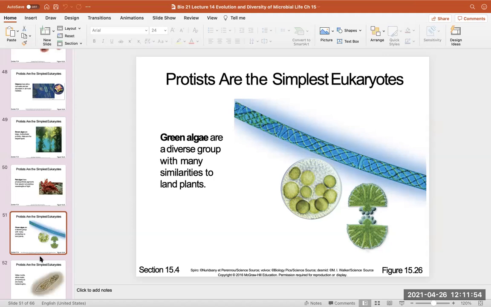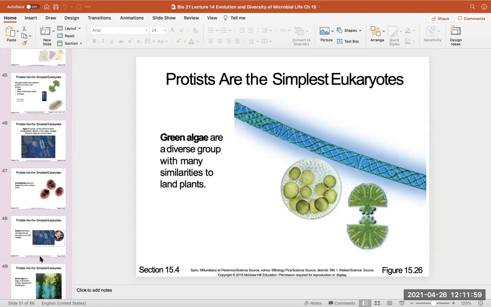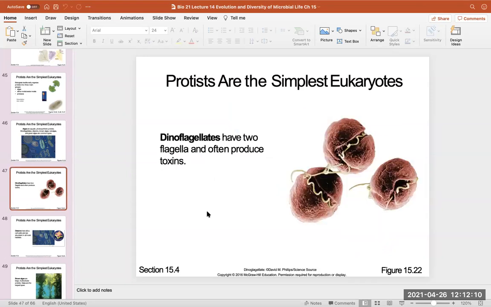Okay, and then there are two more that do photosynthesis, diatoms and dinoflagellates. Tell me why dinoflagellates are called dinoflagellates. They have two flagella, two tails. These are the ones responsible for red tide. They produce toxins that can kill lots of animals altogether when they release them. Diatoms, what do they have in their cell walls?